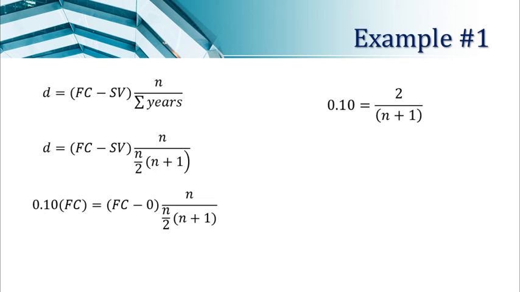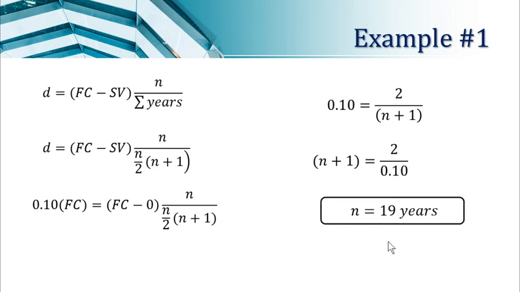So, we have 0.10 is equal to 2 over n plus 1. Cross-multiply natin para malipat natin yung n sa isang side. So, we have n plus 1 is equal to 2 over 0.10. Now, solving this equation, solvable na siya, tama? Kasi isa na lang yung variable natin. We have n is equal to 19 years. So, yun pala yung service life or economic life ng equipment na bibilhin natin. So, dapat umabot siya ng 19 years.